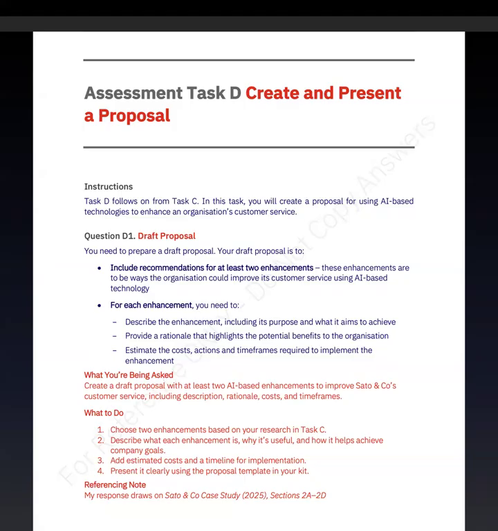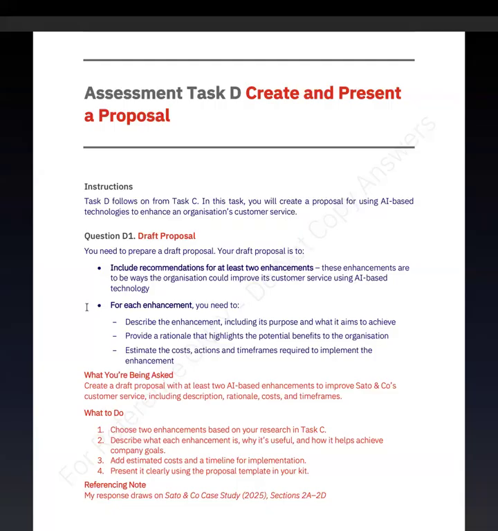Now that you have completed task C and developed your AI solutions report, let's move into task D, create and present a proposal. This is the final part of your assessment kit where you will prepare, present, refine, and gain approval for your AI-based proposal to improve customer service at your chosen organization. We'll be using Sato and Company from the case study for this walkthrough.